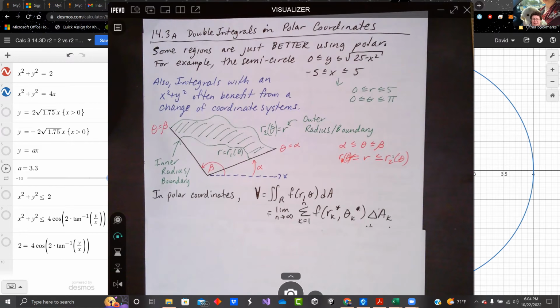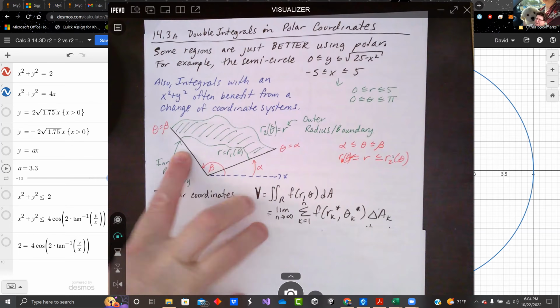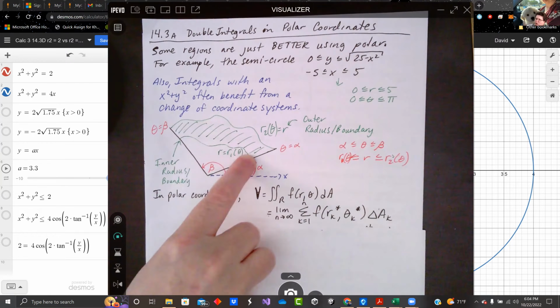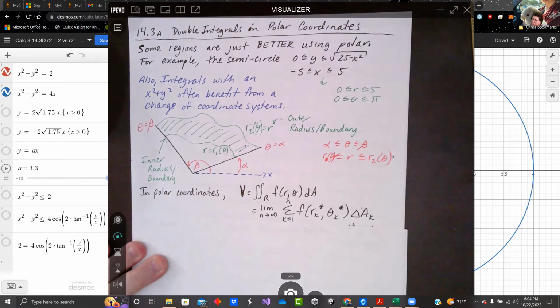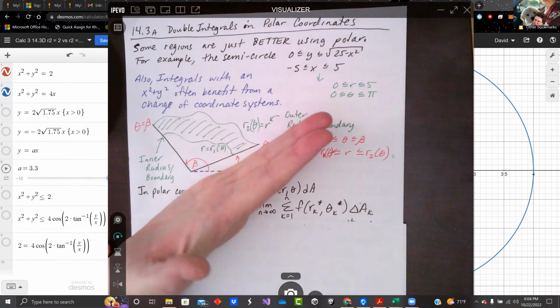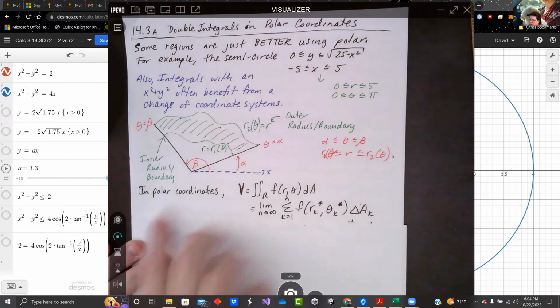So integrals with x squared plus y squared often benefit from this change of coordinate system. This is x squared plus y squared equals 25, the example I gave. It doesn't necessarily have to be a perfect circle. Anything with an outer line and an inner line like this, we're sweeping. It starts at an angle alpha, ends at an angle beta, and at each point it crosses a line.